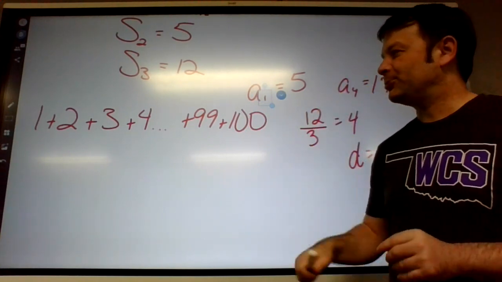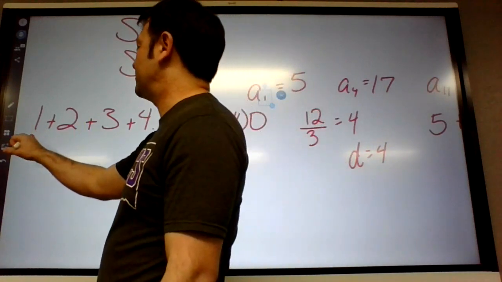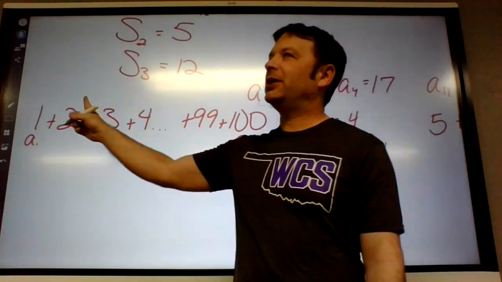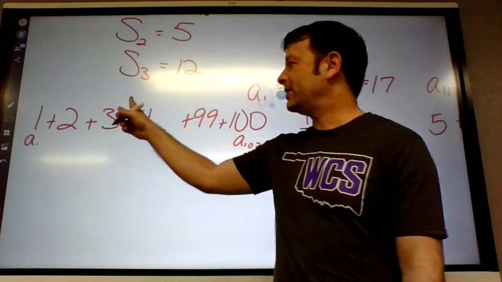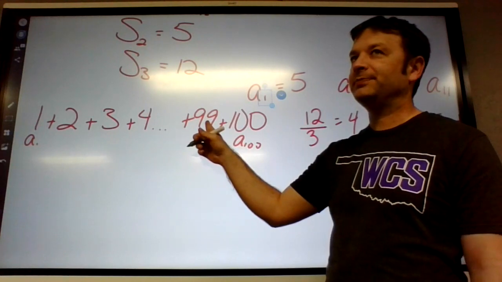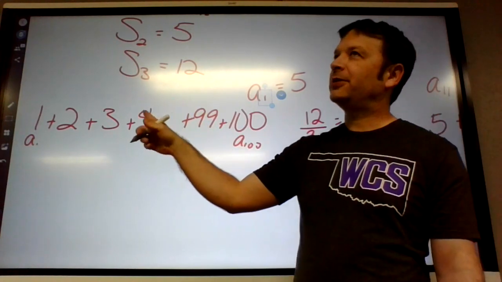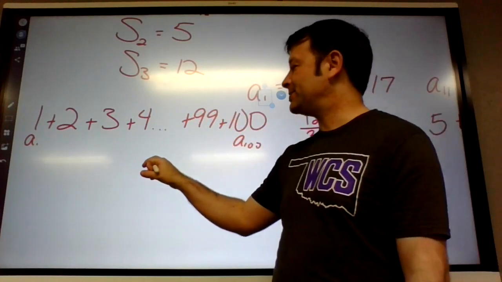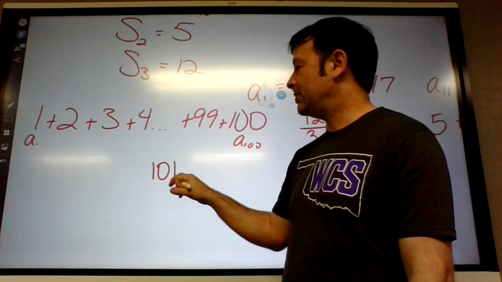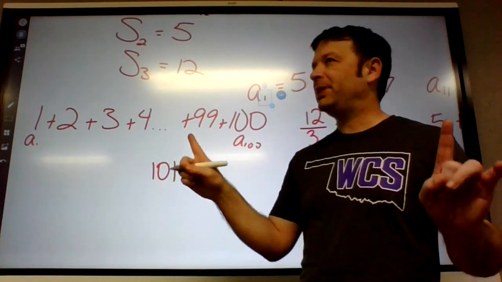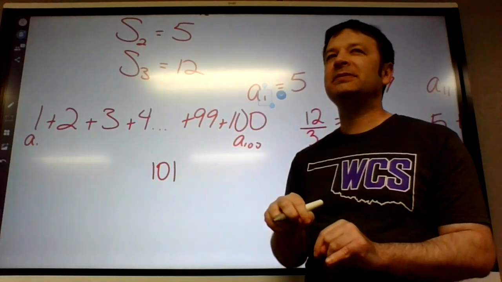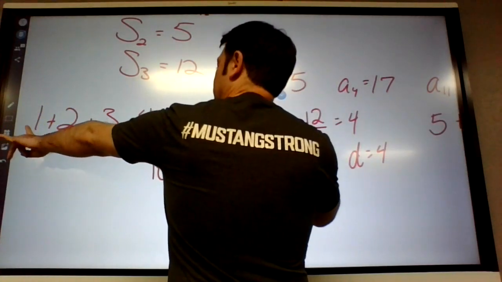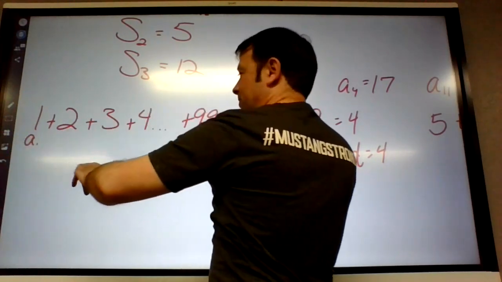Okay, the easier way is what would happen if I added the first term and the 100th term together? It'd be 101. What would I get if I added the second and second to last term together? 101. The third and the third to last term is 101. If you add the first and last terms, you'd get 101. And how many of those pairs would there be? 100. How many pairs would there be? There'd be 50.